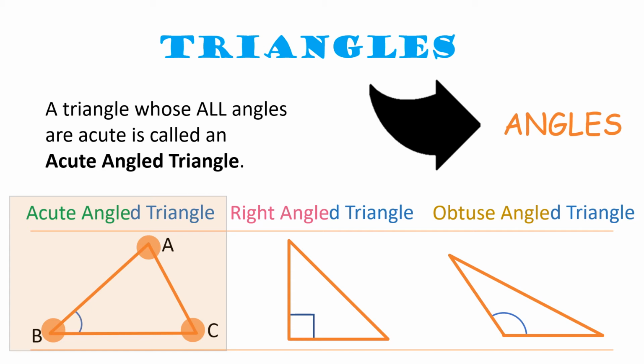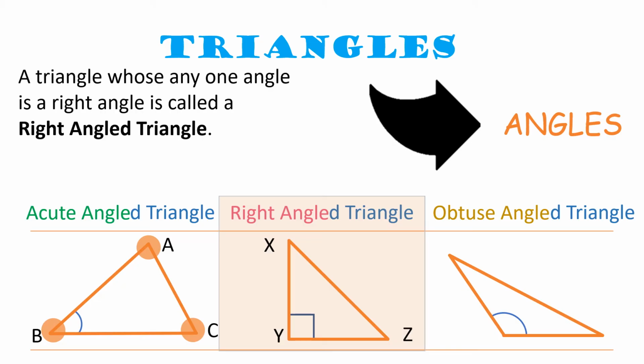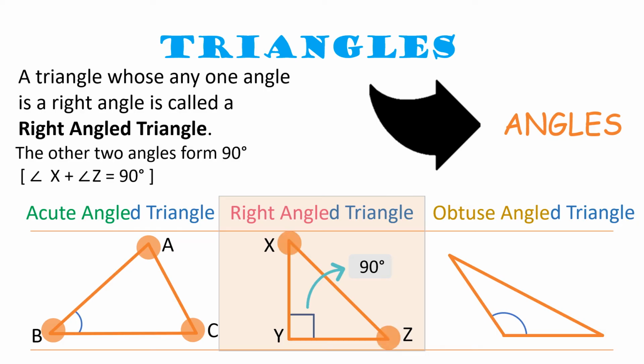The second, made from a right angle, is called a right angle triangle. So a triangle whose any one angle is a right angle is called a right angle triangle. In the given figure, triangle XYZ shows a right angle triangle where angle Y is equal to 90 degrees and also the sum of angle X and angle Z is equal to 90 degrees. That is, the sum of the two acute angles of a right angle triangle is always 90 degrees.